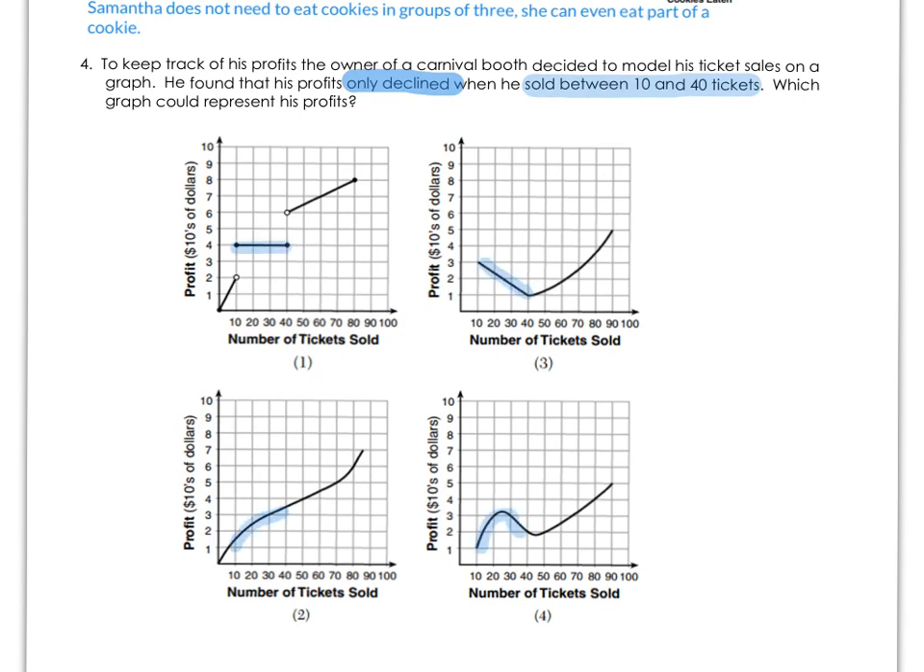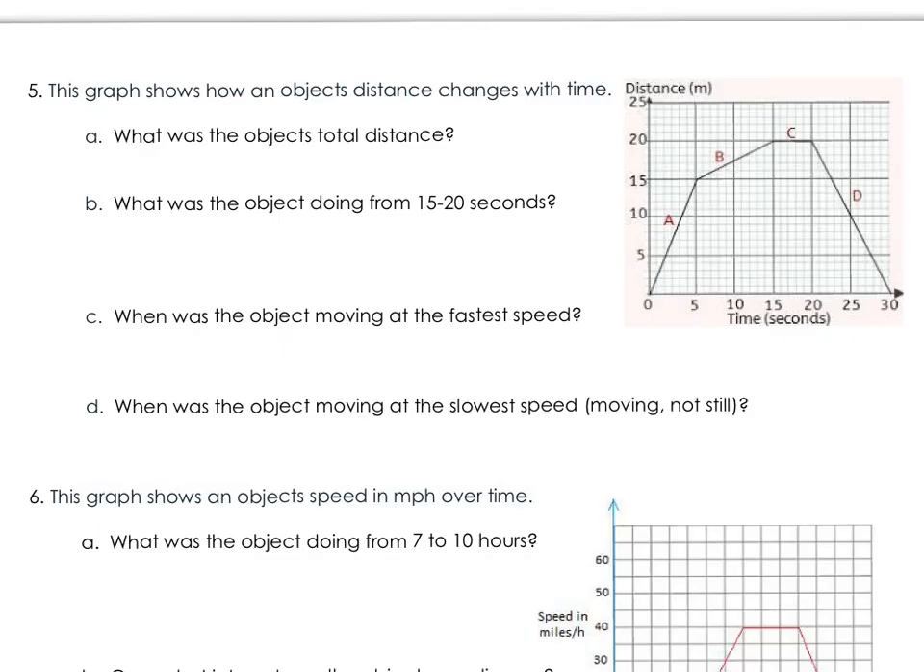So the first thing I did was highlight the 10 to 40 in each graph. And we're looking for it to decline. So for this first one, that's staying the same. For number 2, between 10 and 40, it's increasing. For number 3, 10 to 40 is decreasing. So I think that's the correct answer. In 4, if I look between 10 and 40, it's increasing and then decreasing. And it's even decreasing past 40. So the correct answer is 3. That's the only one that shows only a decline between 10 and 40 tickets.